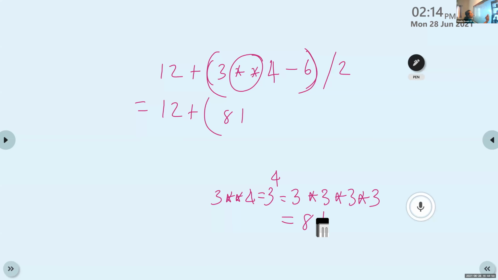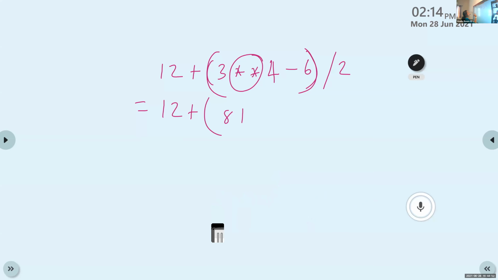Okay. Then 81 minus 6 by 2. Then, which will be calculated next, Sanjana? Ma'am, 81 minus 6. Because 81 minus 6 is within bracket, so 81 minus 6 is calculated next. So, the result is 81 minus 6. Which one is the answer, Sanjana? 75.